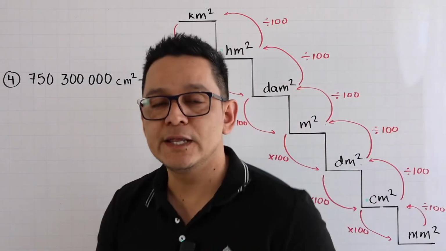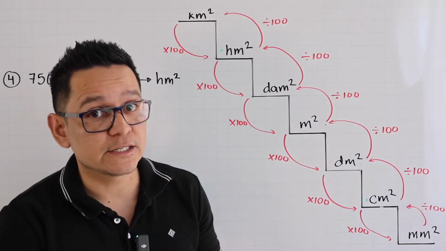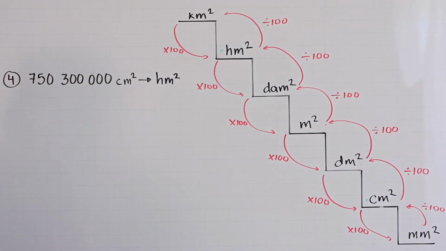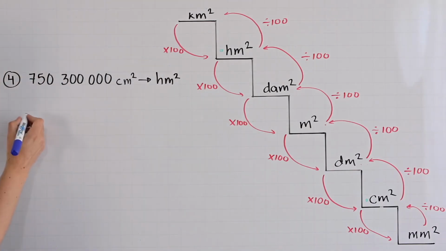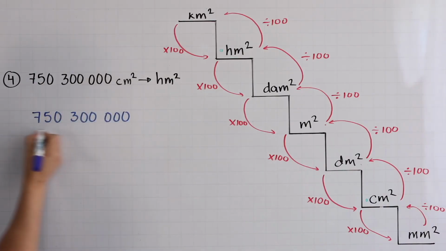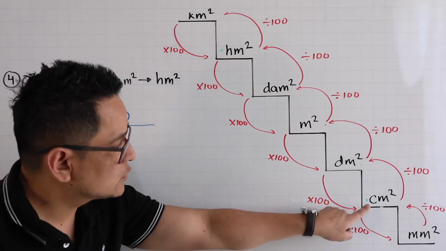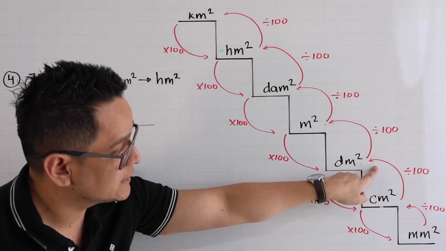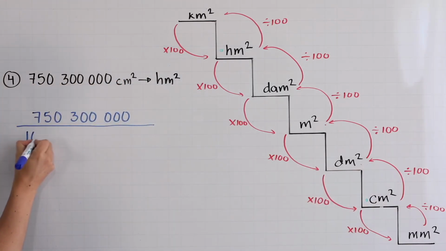So, let's do it. In this case, I recommend that you write it as a fraction. Or, if not, do the calculation step by step. But look, if we write it as a fraction, it's actually pretty simple. What do I mean by that? Look, we're going to write 750,300, and now we're going to divide all of this by the following. Since I'm starting from square centimeters, I have to divide by 100 first to get to square decimeters, right? So we're going to put a 100 on the bottom.